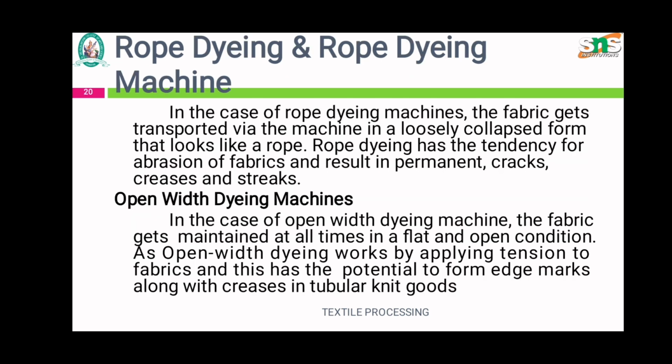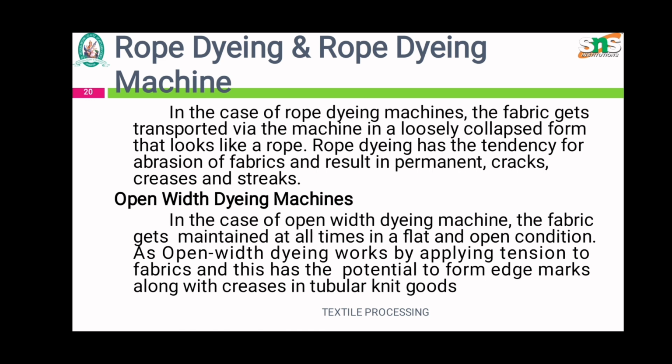Rope dyeing machines. In the case of rope dyeing machines, the fabric gets transported via the machine in a loose collapsed form that looks like a rope. Rope dyeing has a tendency to abrade the fabrics and result in permanent cracks, creases and streaks.